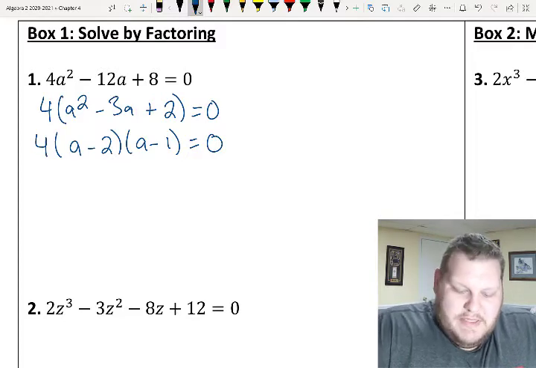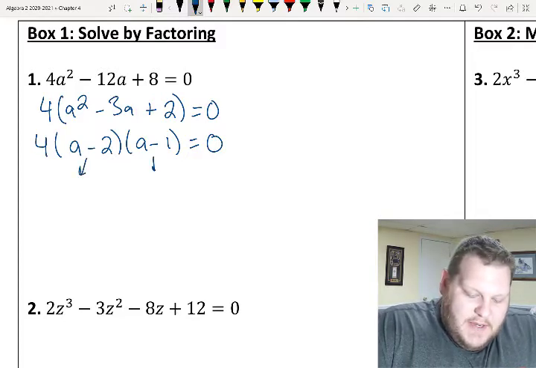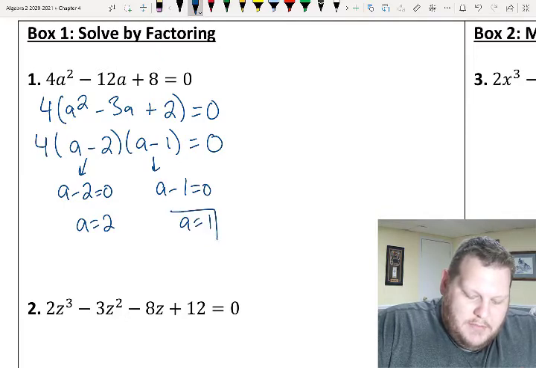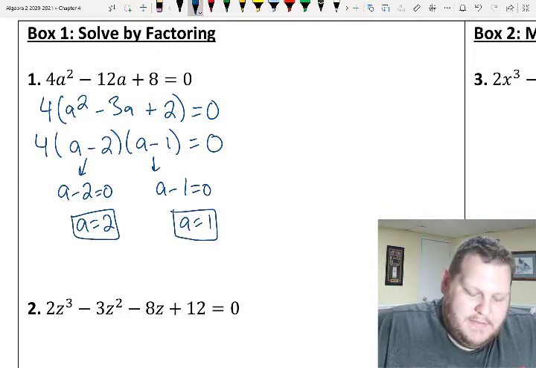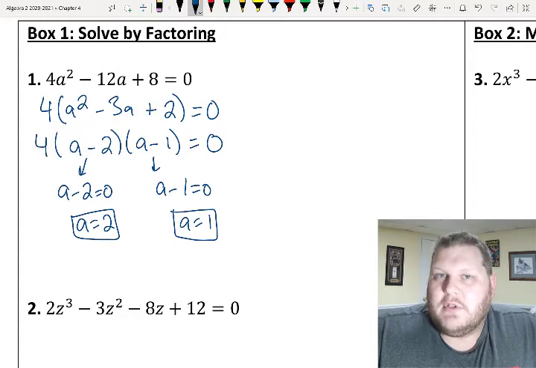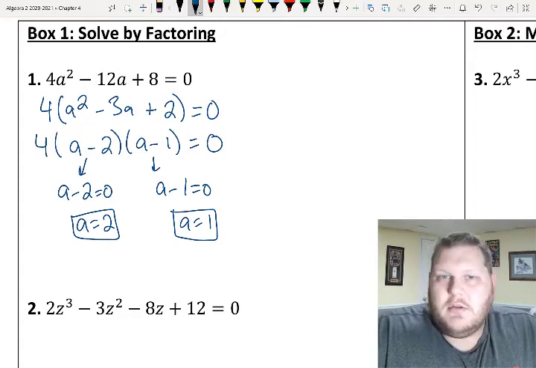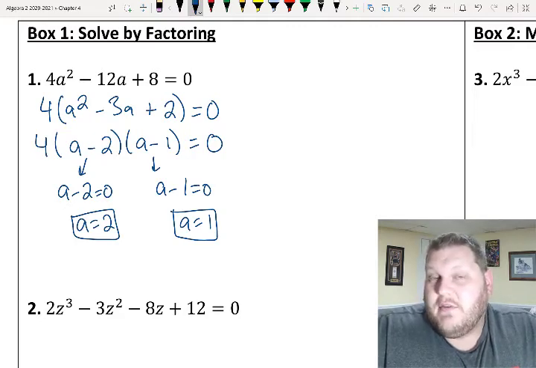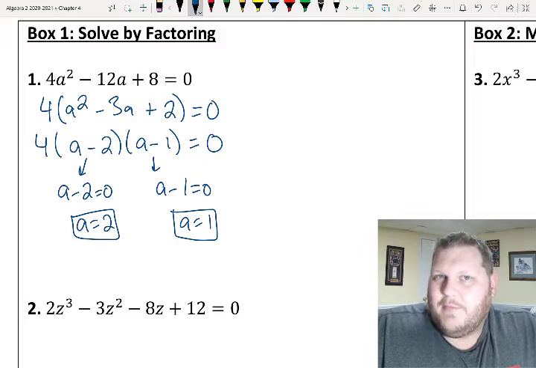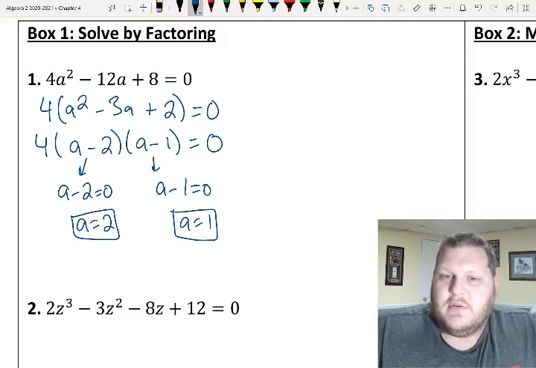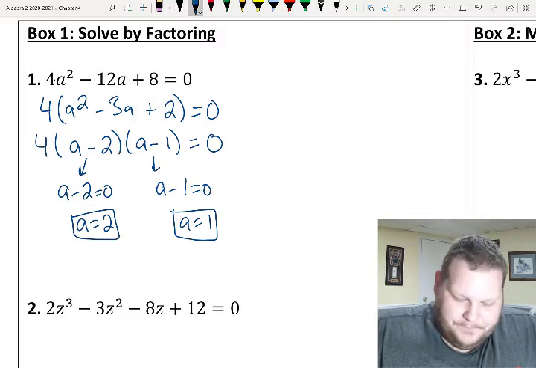So then ZPP tells me I can just set each of these factors equal to 0. A minus 2 equals 0 gives me a positive 2. A minus 1 equals 0 gives me a positive 1. So positive 2 and positive 1 give me my two solutions. This 4 that's over here, because I don't have the variable attached to it at all, doesn't give me anything in terms of solutions. Because if I'm solving for A, A is not in that factor. So I don't have to worry about that. It's just the two factors that have A involved.